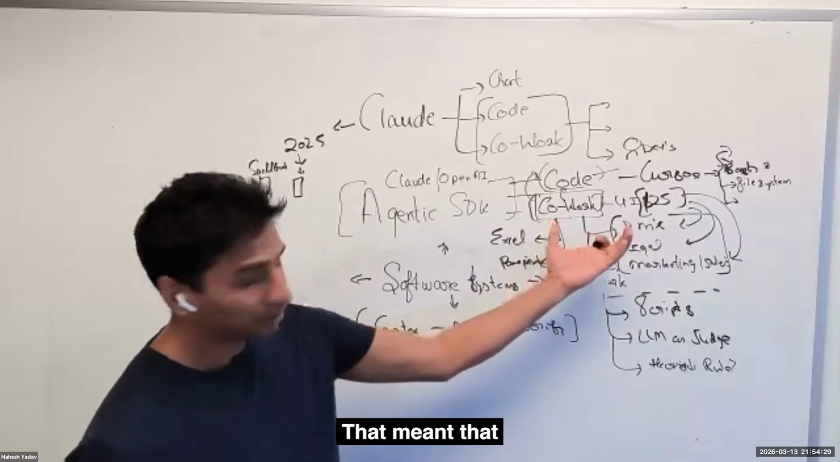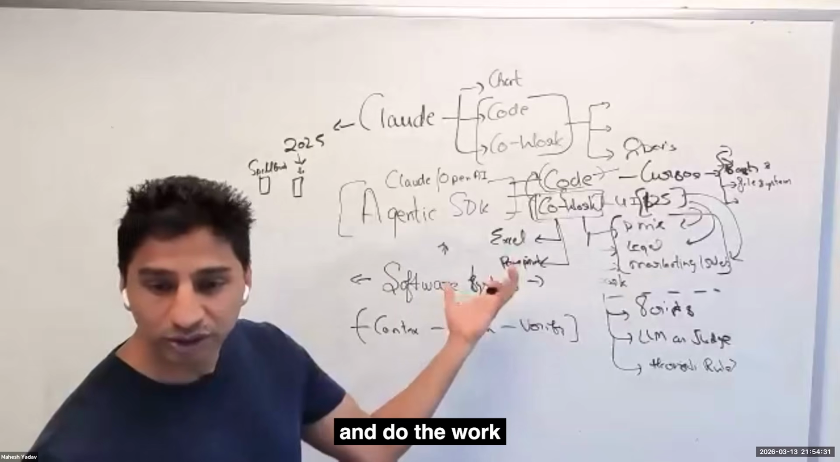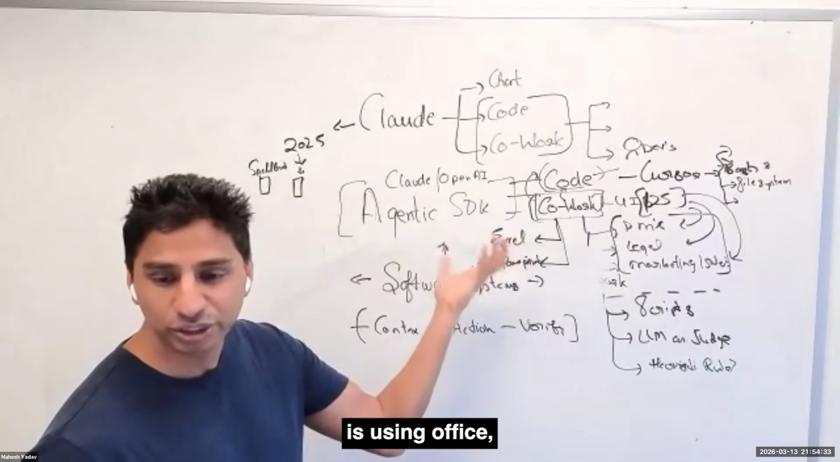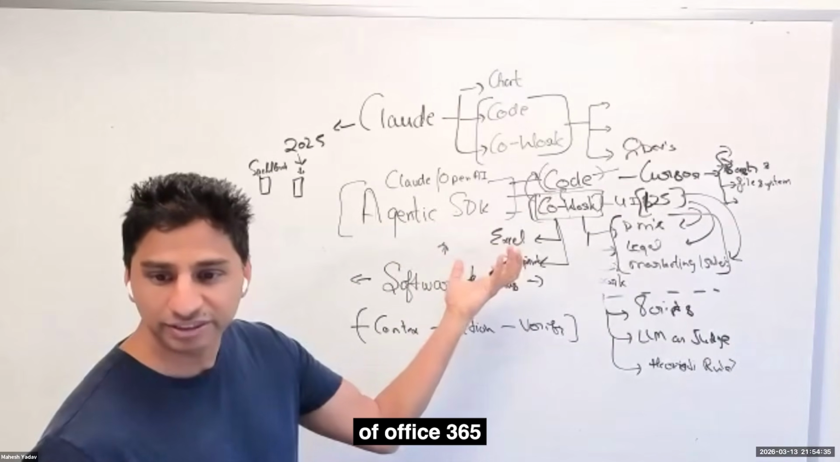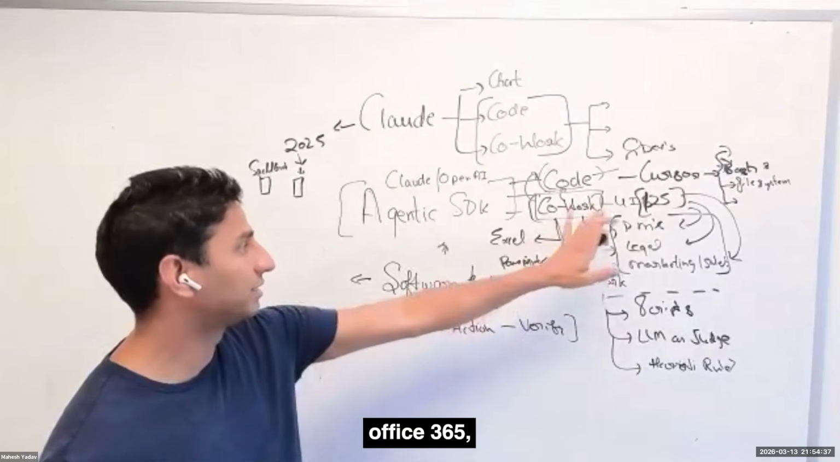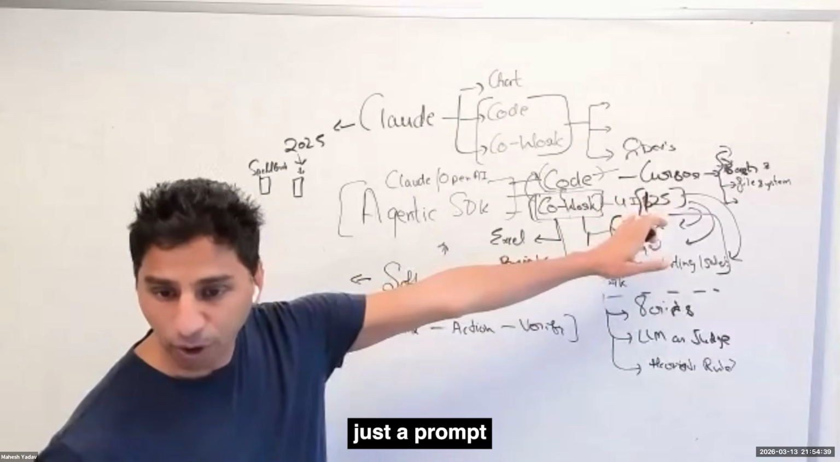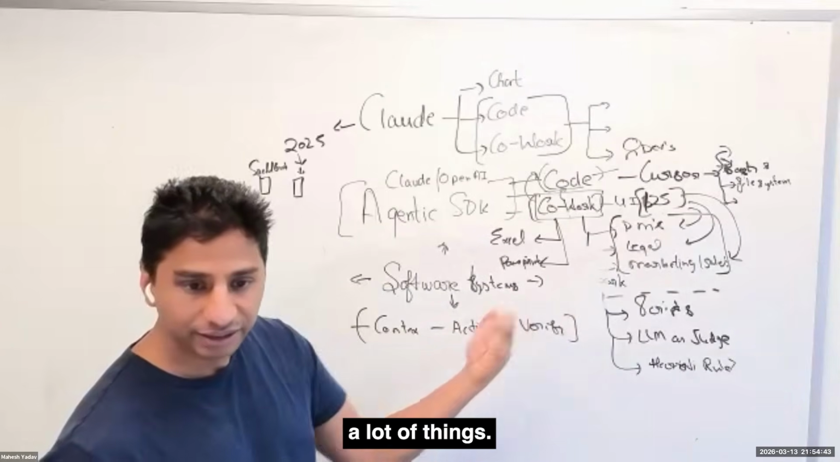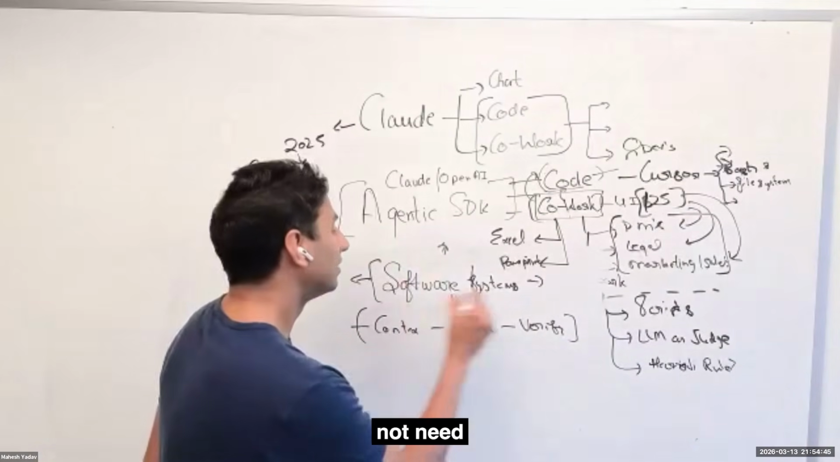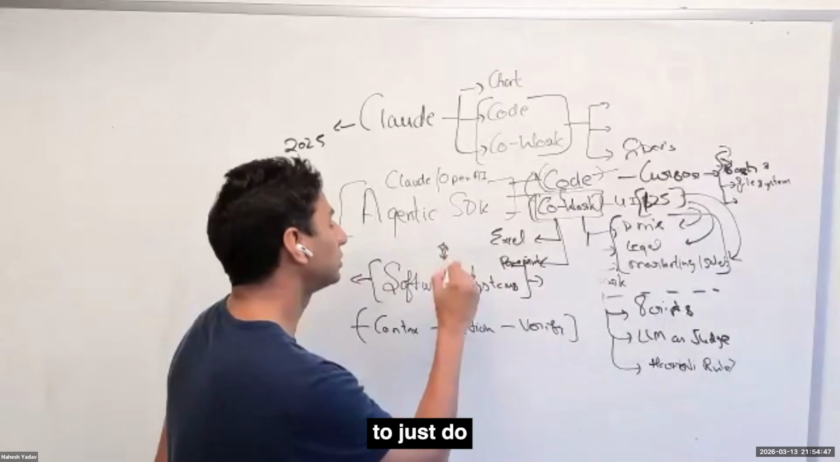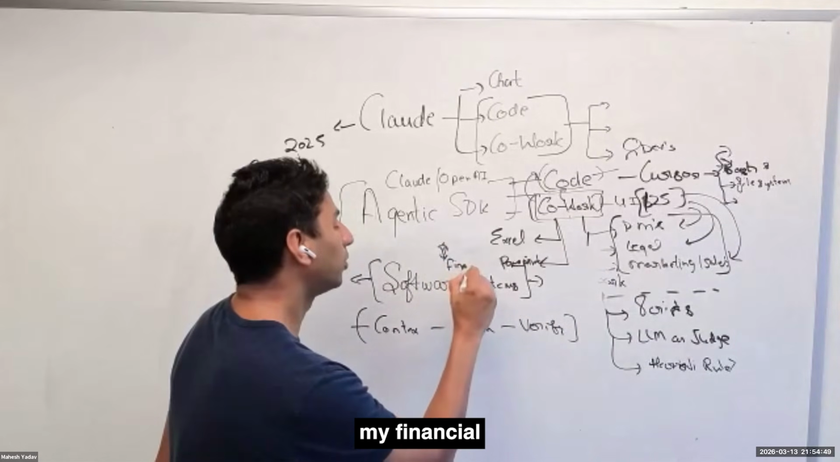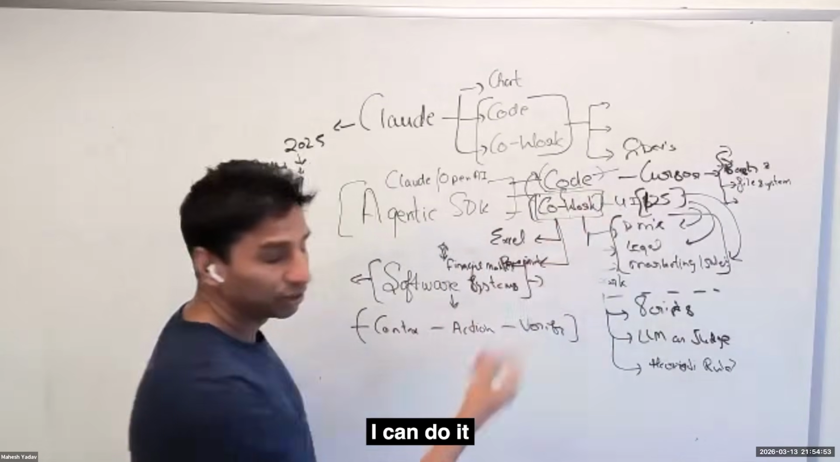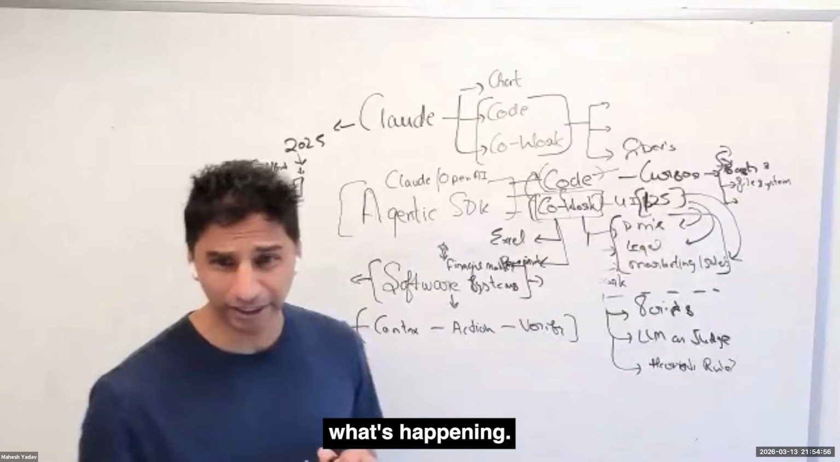That meant that now Co-work can go and do the work that a human does, because everybody's using Office, some version of Office 365. And if they have Office 365, then it's just a prompt. And on top of prompt, I can automate now a lot of things. So I might not need a software which used to just do my financial modeling, because I can do it with Co-work. So that's what's happening.